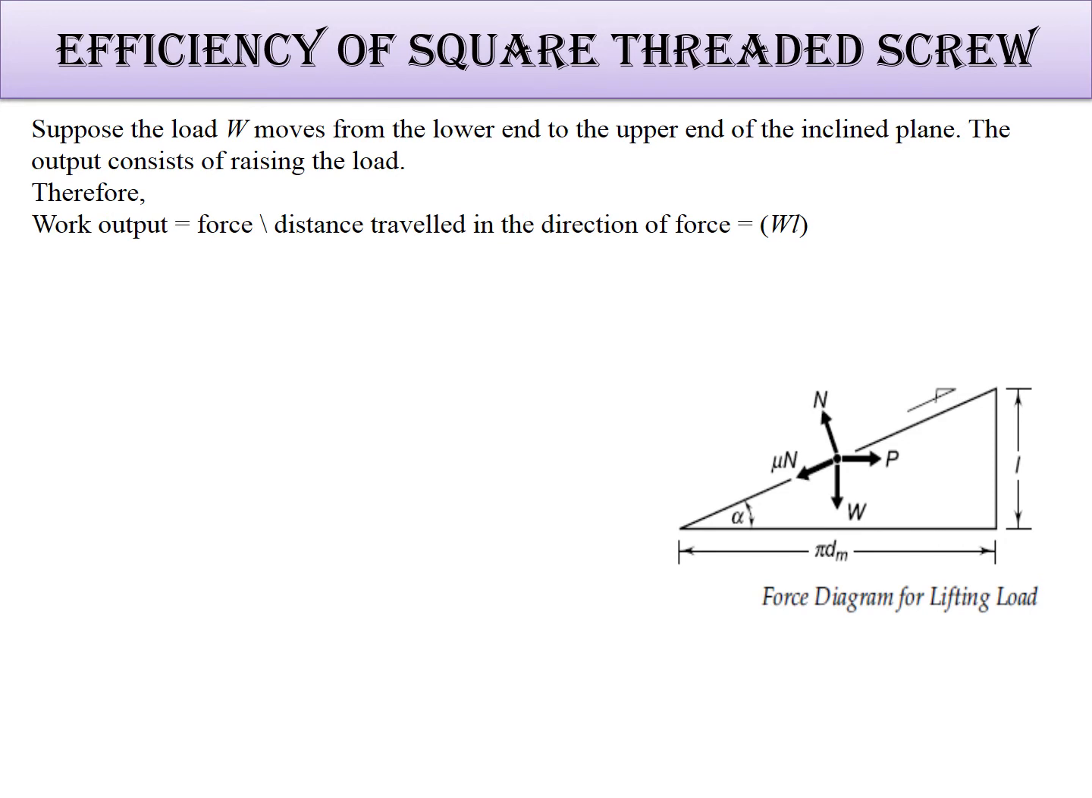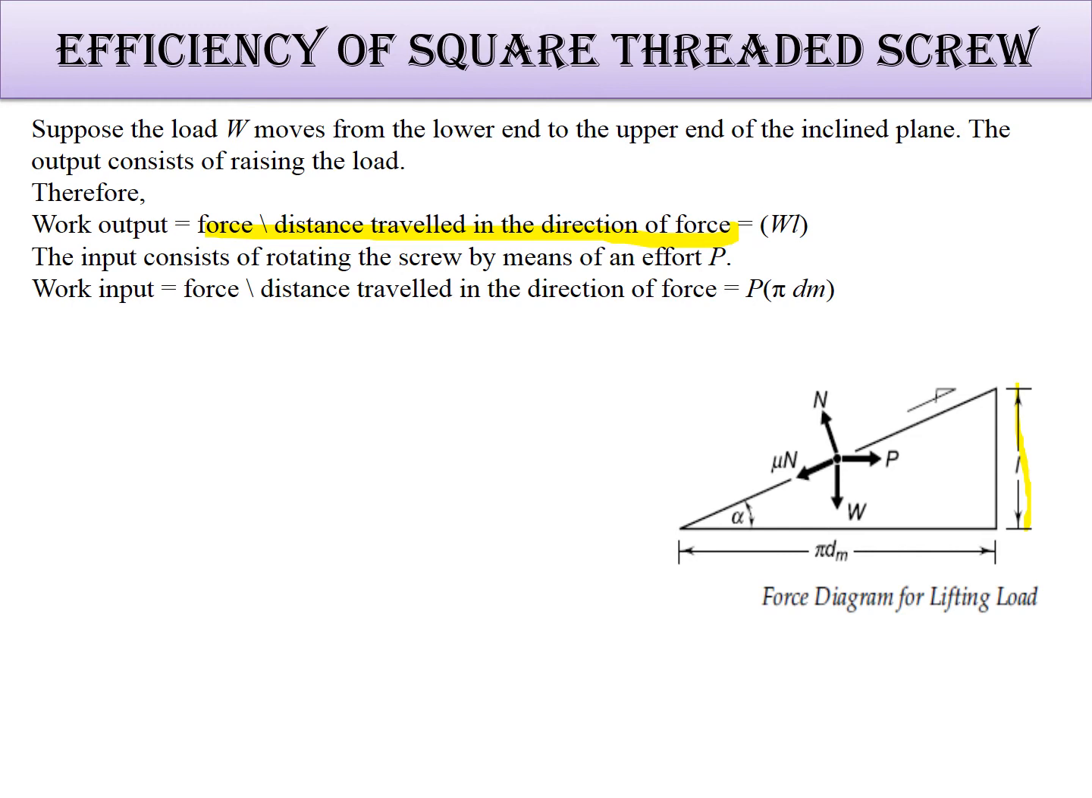So the work output will be what? The force upon the distance traveled in the direction of force, that is W into L. This is the L. Okay. Now the effort. The input consists of rotating the screw by means of an effort, because the input is what? The effort which we are providing to lift the load. So the work input is equal to what? The force upon distance traveled in the direction of force, which is equal to P into pi dm. Okay, this is the pi dm. P into pi dm.